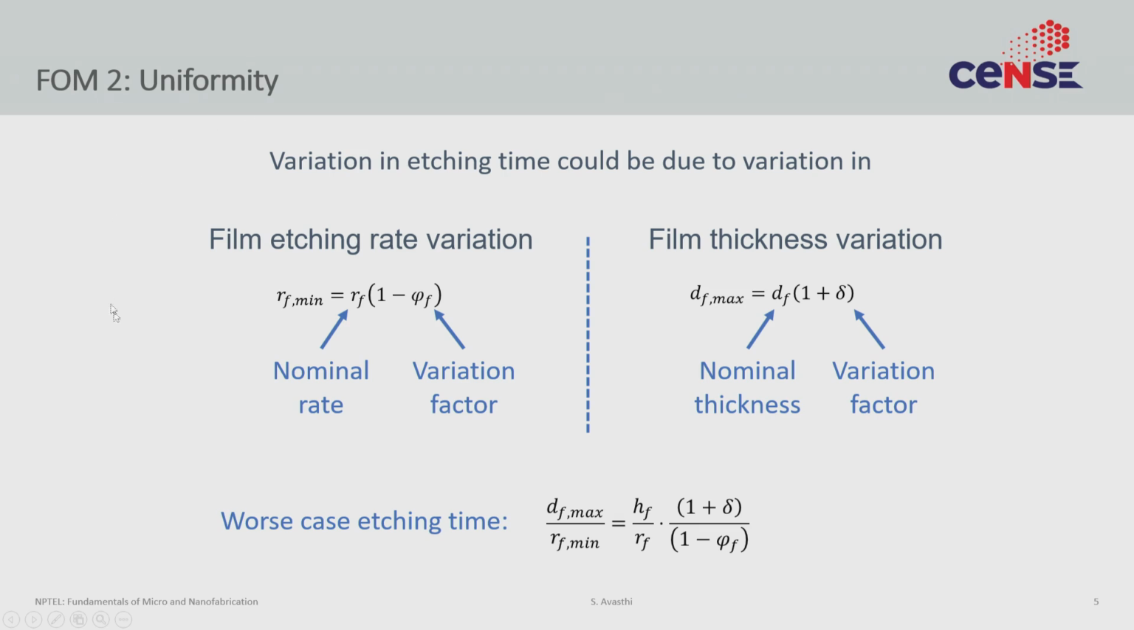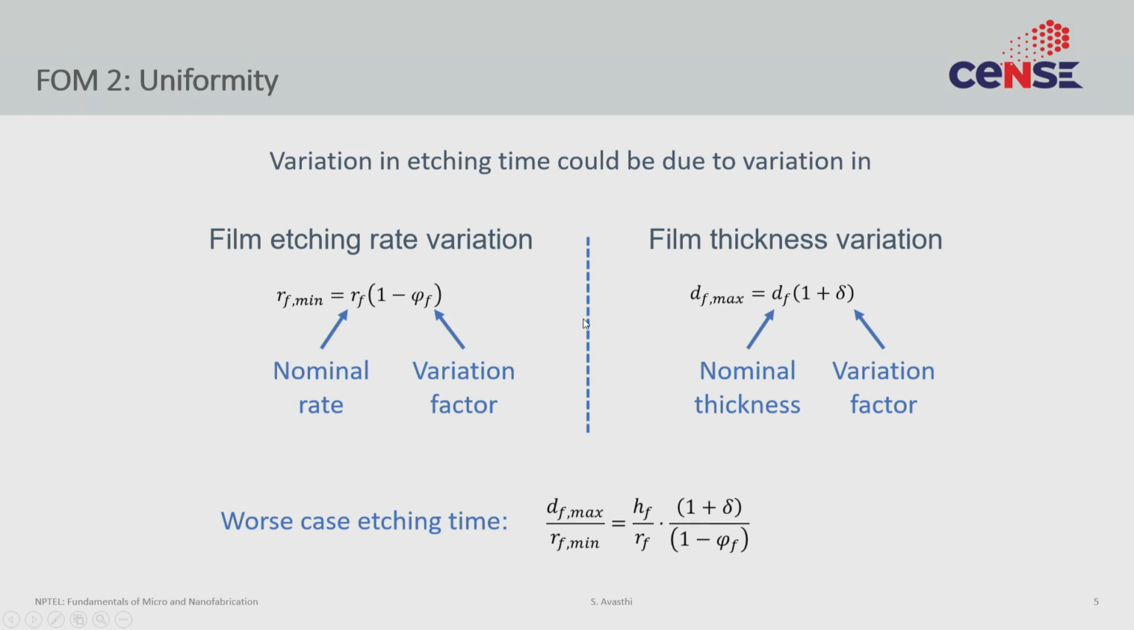So here is the math behind what I just said. So supposing you were trying to do etching and the nominal etching rate is R_F, but then it comes with some non-uniformity, and say it comes with a non-uniformity of phi_F, which is plus minus phi_F. In the worst case scenario, your etching rate will be slower than R_F. So the minimum etching rate, R_F minimum, is nothing but R_F times (1 minus phi_F). So this is the variation factor.